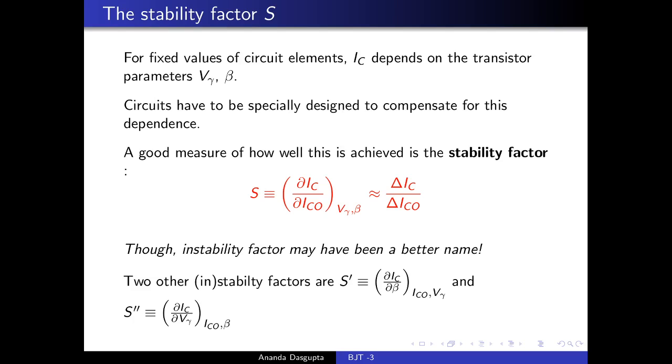Now, of the three, S is the one which is the most often talked about, because that's the one which actually points at the biggest danger. S prime is also quite important, but as we will soon see, in most circuits, controlling S and controlling S prime sort of happens together.